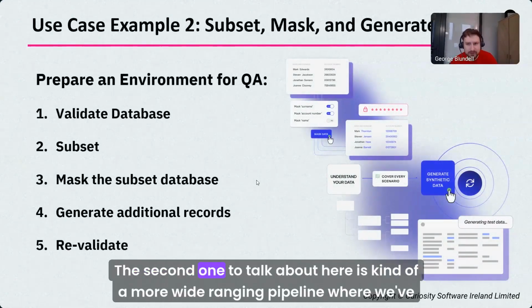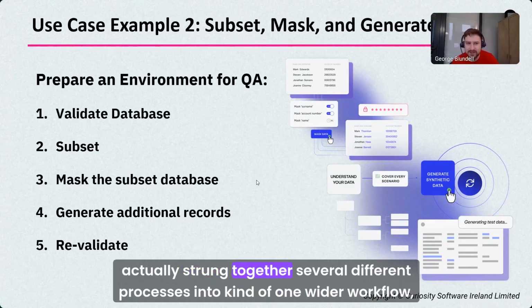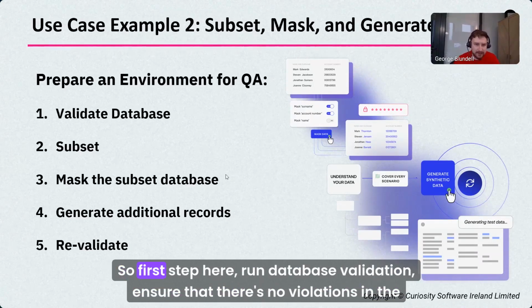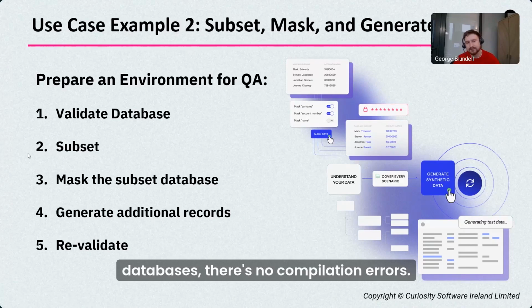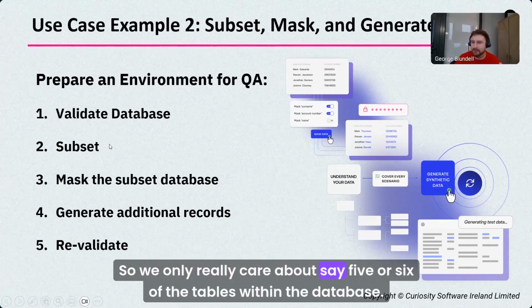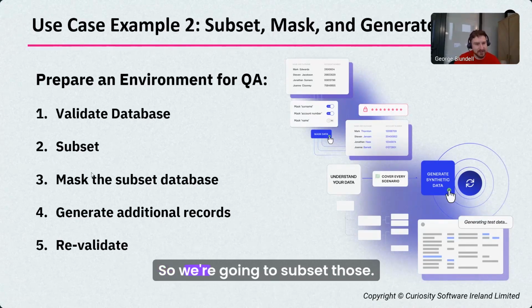The second one to talk about here is a more wide-ranging pipeline, where we've strung together several different processes into one wider workflow, which would typically be used to prepare an environment for QA or for test, right? So first step here, run database validation, ensure that there are no violations in the databases, no compilation errors. Then we're going to take a subset. So we only really care about, say, 5 or 6 of the tables within the database. So we're going to subset those.